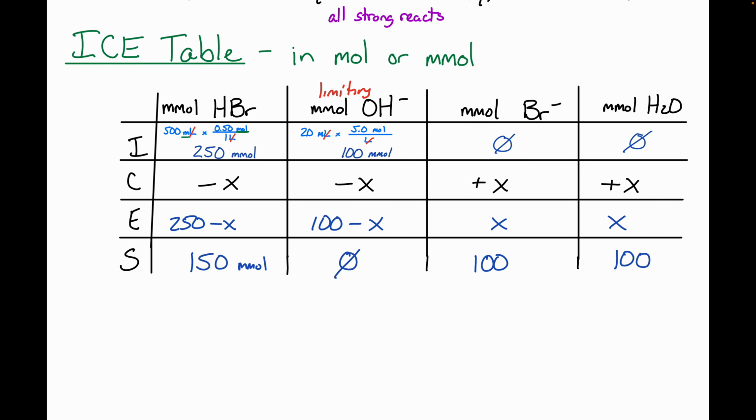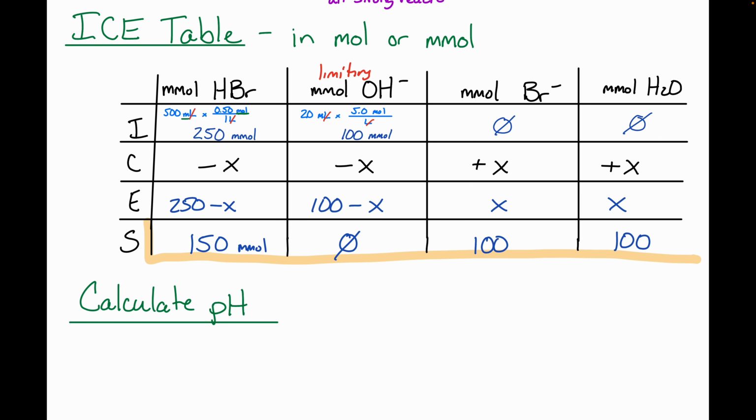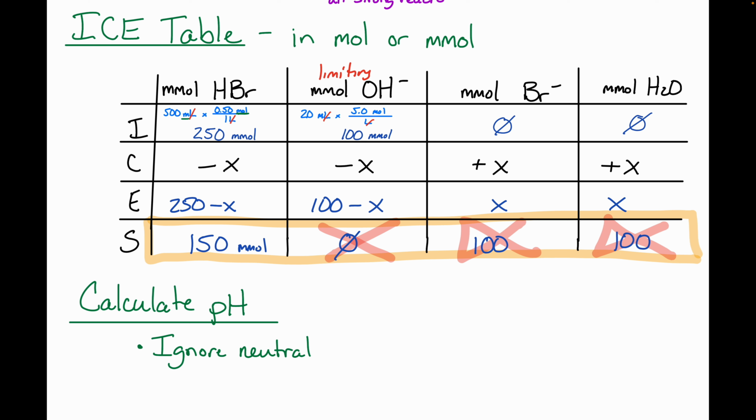So now we just got to do our last step here. We have our ice table. Let's calculate our pH. I am left with a solution that's a mixture of my HBr, bromide ions, and water. I don't have any more hydroxide left over. All right, but not only do I not have any hydroxide, there's a few other things on this table I don't care about. What do I get to ignore? I get to ignore water and the bromide. We get to ignore our neutral products. All right, ignore the things that are neutral.